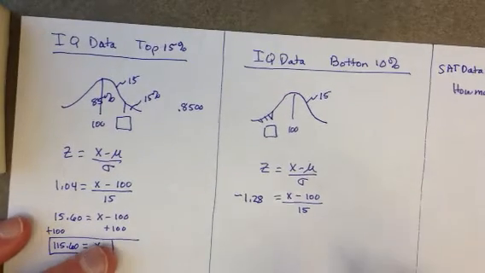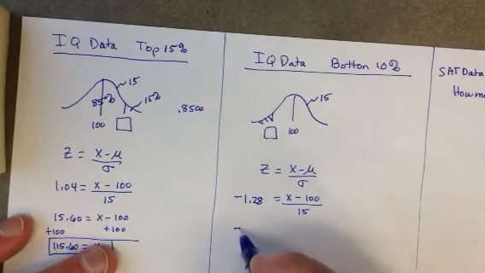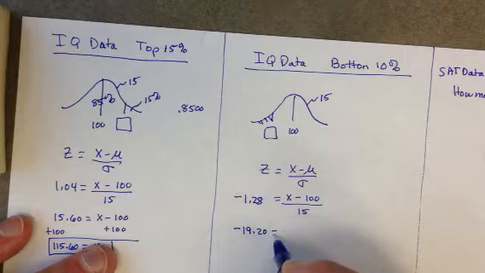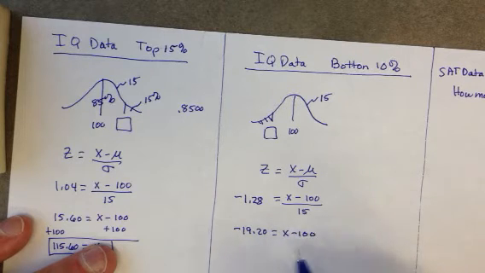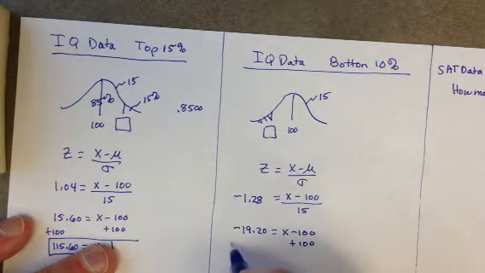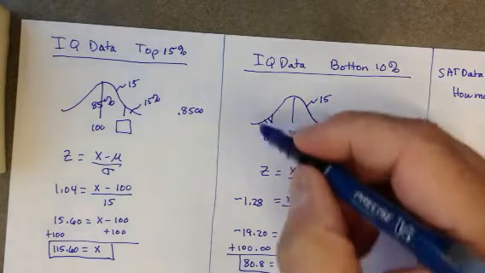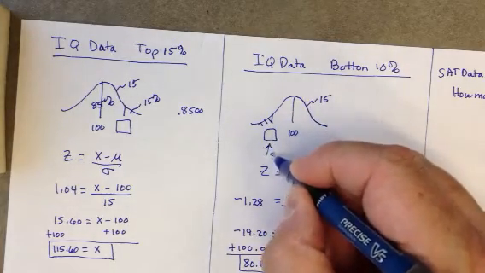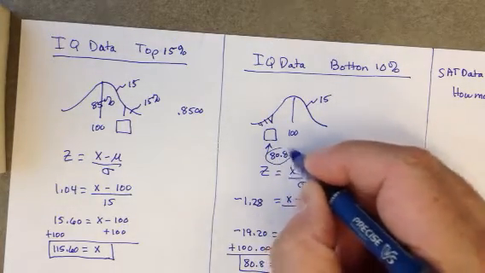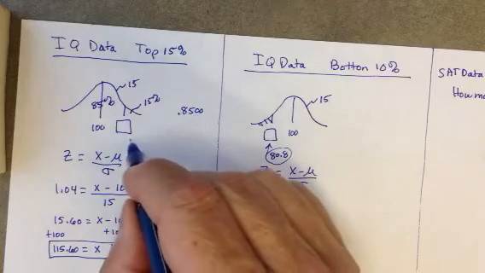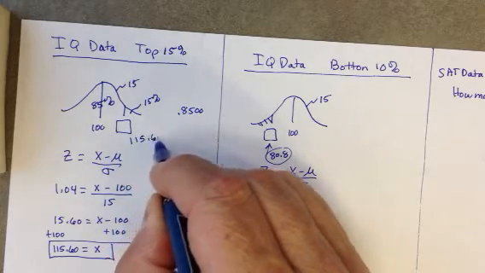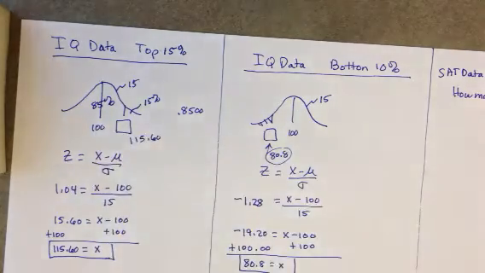I'm going to solve this, multiply it out. This is negative 19.20 equals x minus 100. Now when I add 100 to both sides, I'm actually going to get a number less than 100, since this is a negative number. I get 80.8 equals the score for the bottom 10%. So this is 80.8, which makes sense. It's less than 100. This was 115.60, which makes sense. It's more than 100.